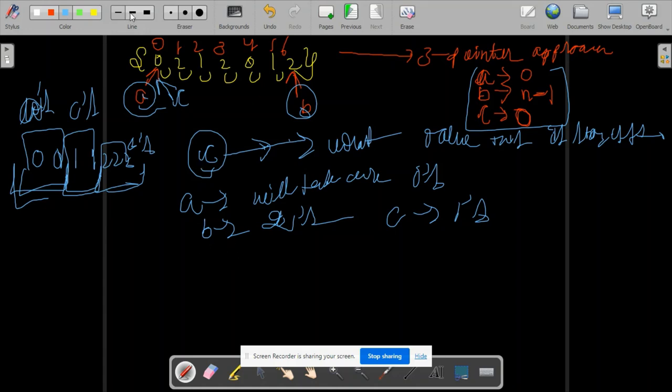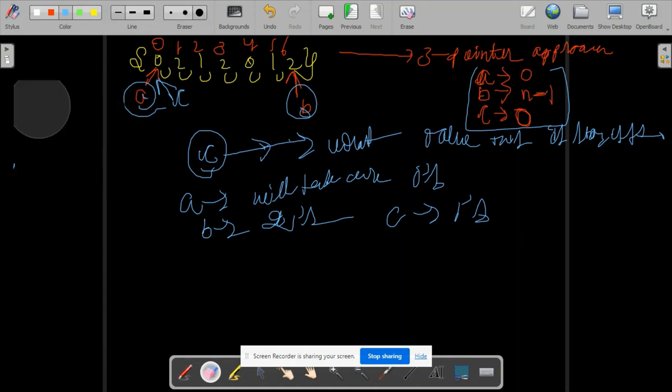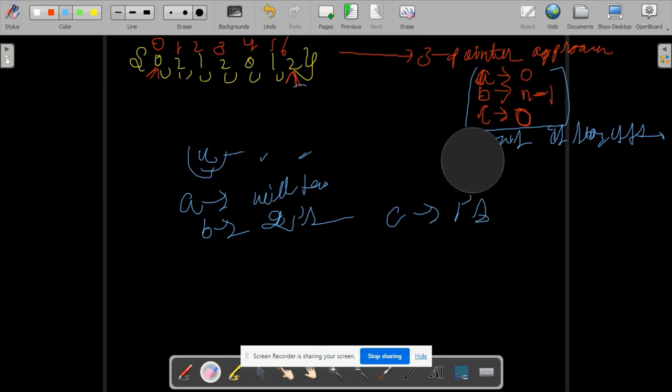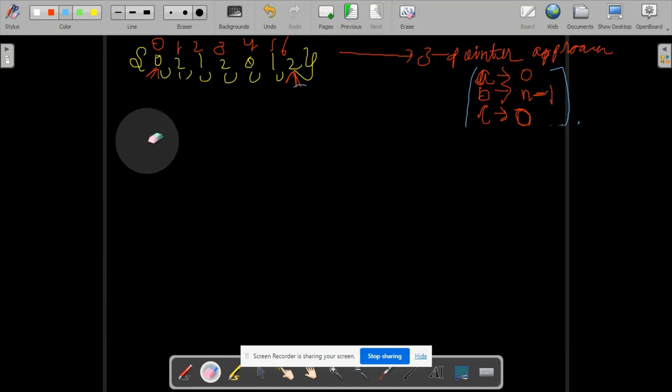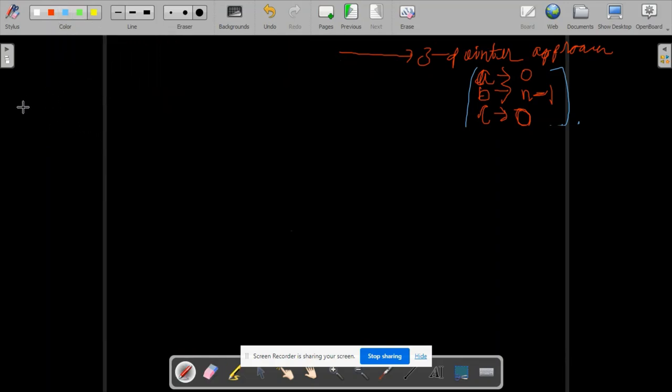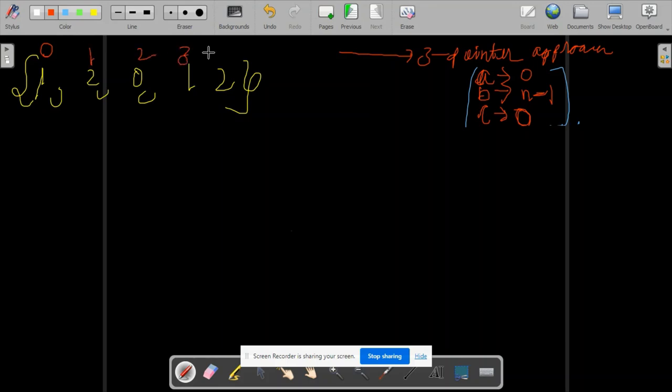Okay, so now let me erase this part. Let me write this array in a bigger way so that we can move through it very nicely. Let me take a smaller size array, because a big one would be very difficult to traverse and would occupy the entire board. So this is the 0th index, this is the first, second, third, and fourth.